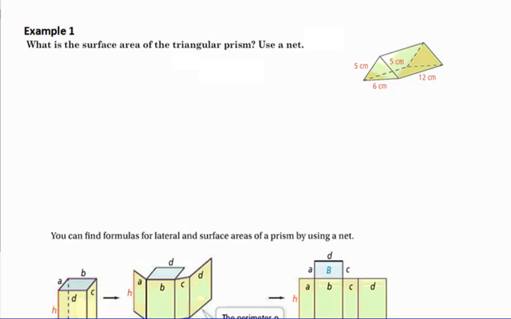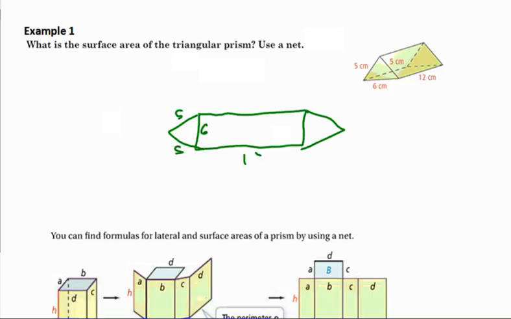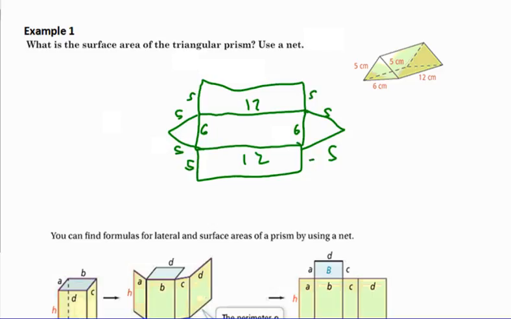Example 1 says, what is the surface area of the triangular prism to the right? Use a net. A net is very helpful because it's a two-dimensional drawing, as you may recall, of a three-dimensional figure. So if I draw this, I'm going to draw that one lateral face, and I'll do my bases like this. Those two triangles are the bases. This is 6, and these are both 5. This is 12, 12, and 6, 5, 5. And these are also the length of 12, but these are 5 here, because if you look at them joined, they would be 5.